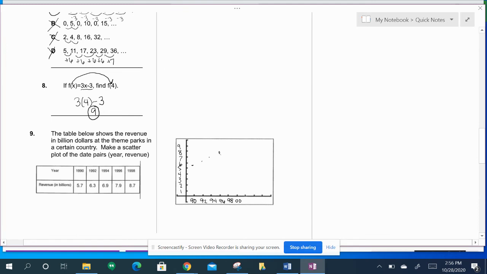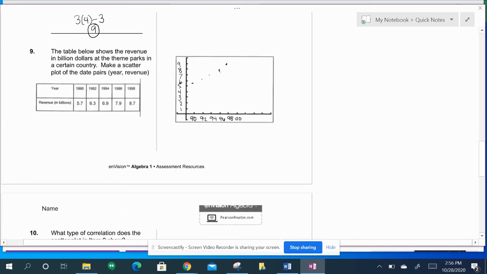Doesn't want to make my point there. And at 98, I'm at 8.7, so nearly up here to 9. So that's a scatter plot, just plotting the points. Just do your best to be as accurate as you can in that.